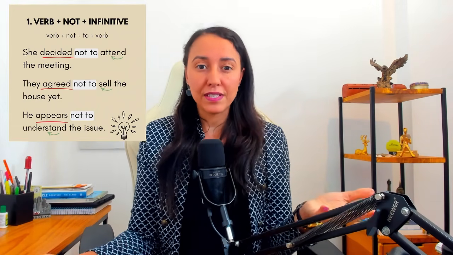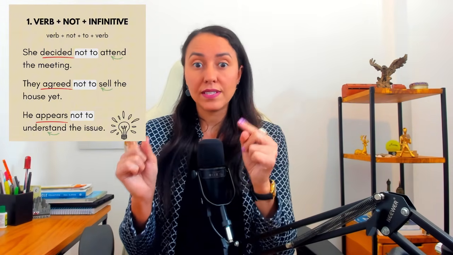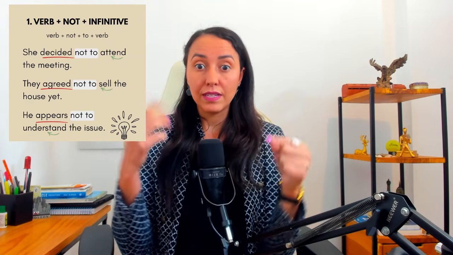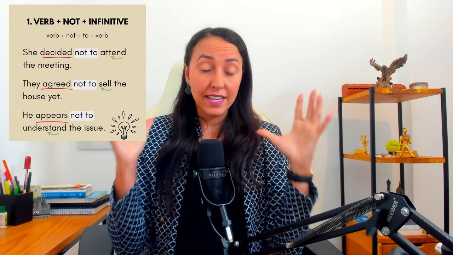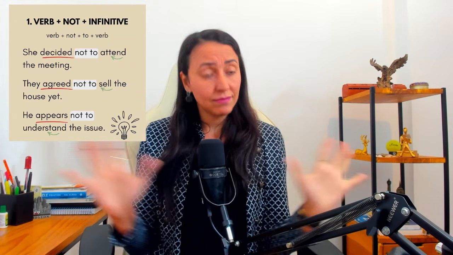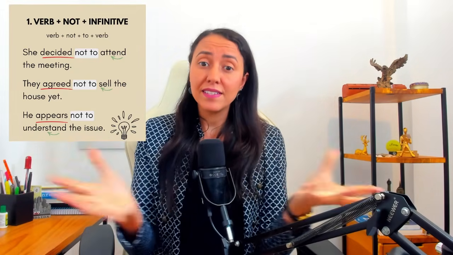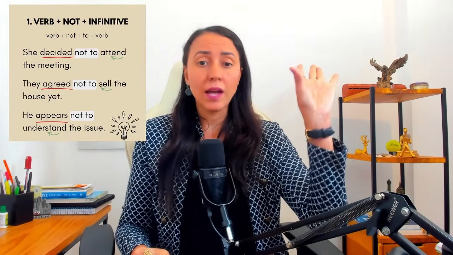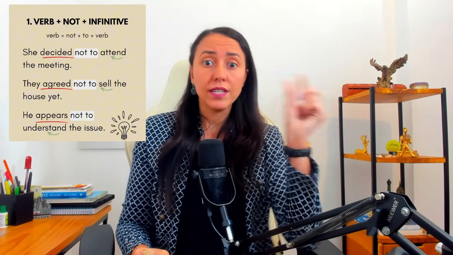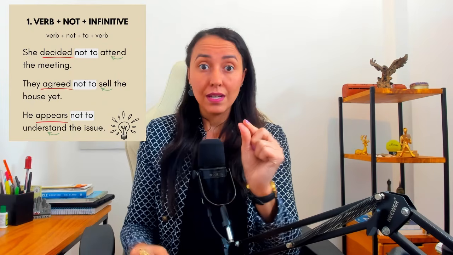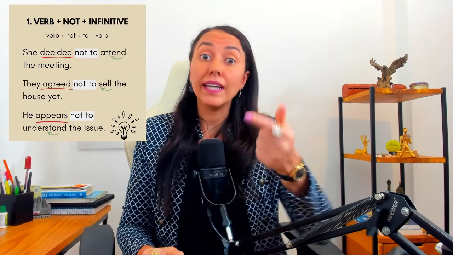If you see another example here, they agreed not to sell the house. So let's talk about a couple, Mary and Jack. And they talk about it and then eventually they agree. And what is their agreement? We will not sell the house. So they agreed not to sell the house. The negation is in selling the house, not in agreeing.